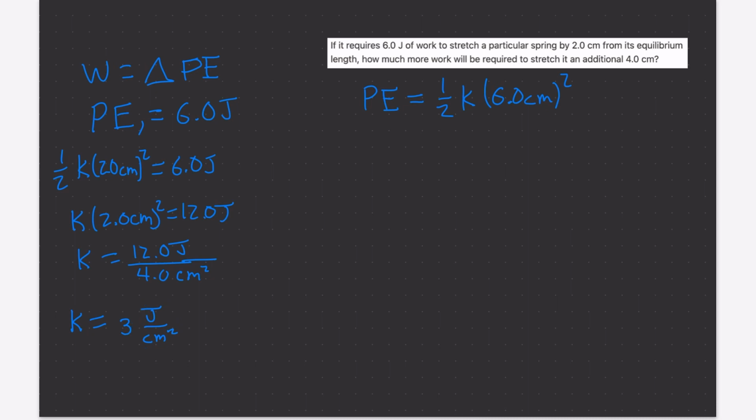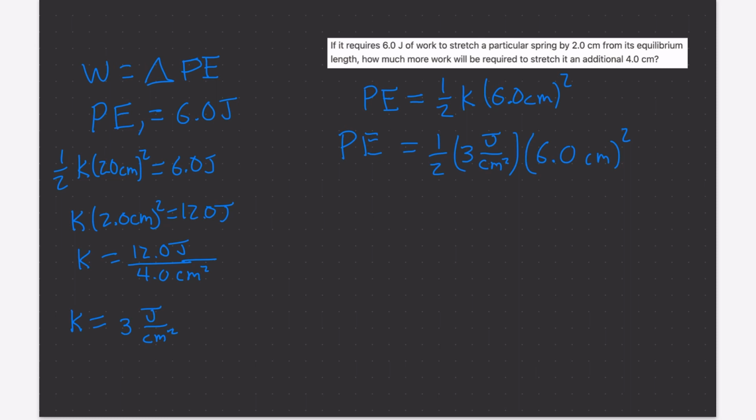Then I'm going to go ahead and plug that K into my K over here because it's still the same spring. So we still have the same spring constant. All right. So I'm going to say this is all equal to 1/2 times 3. That was an ugly 3. 3 joules per centimeter squared times 6.0 centimeters squared. And I think you'll see now why I wasn't too worried about having centimeters instead of meters in this problem.